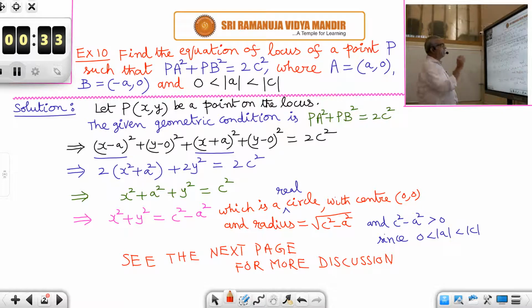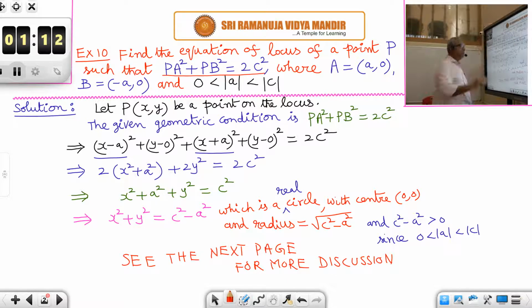Example 10. Find the equation of the locus of a point P such that PA square plus PB square is equal to 2C square, where A is (a, 0), B is (-a, 0) and 0 less than mod a less than mod c. So here A and B are two fixed points, capital A and capital B. We have to find the locus of the point P which satisfies a geometrical condition.